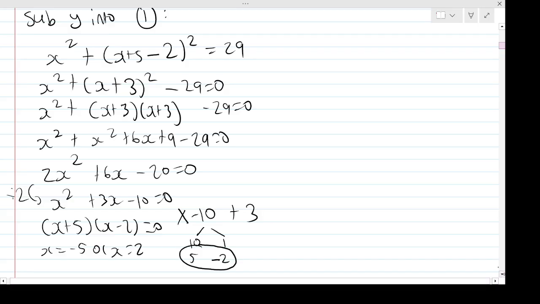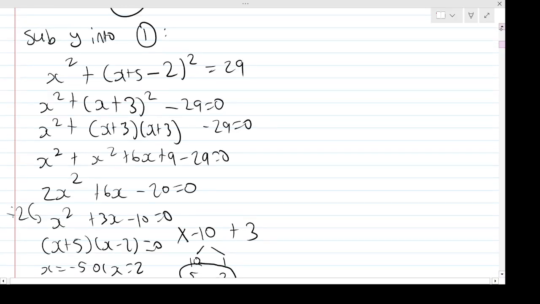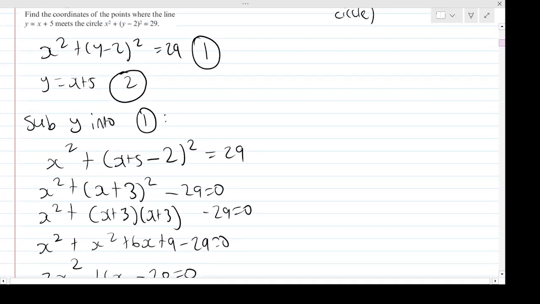But those are my x. That's my x solution. So I need to find the y solutions to these. To do that, I can just substitute these x values into this equation here. Why would I not want to substitute it into this equation? Because y would also be a quadratic. If I have a quadratic for y, that might give me two solutions, but I only want one solution for y for each value of x.